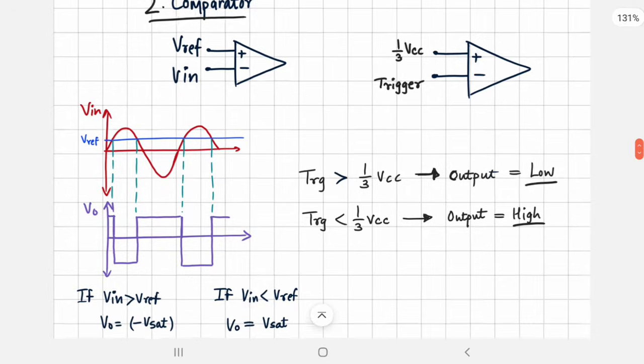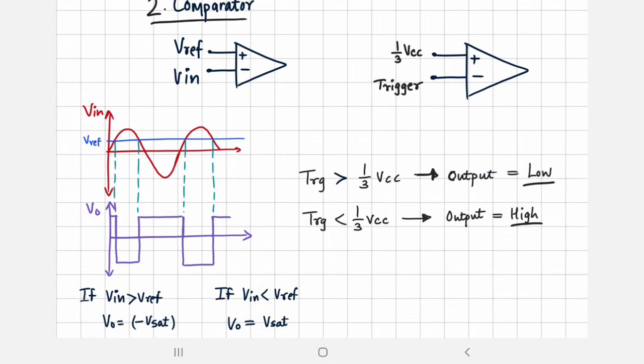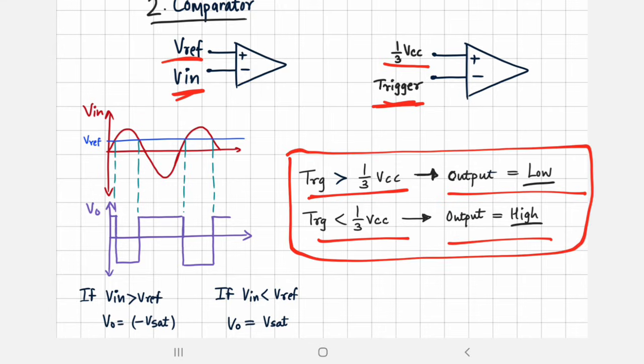Similarly, in our block diagram, there is one inverting comparator and one non-inverting comparator, and the same concept will be applied. You have your trigger input to the inverting terminal; here it was V in, there it is trigger. Now your V reference is 1/3 VCC. So whenever your trigger input is greater than 1/3 VCC, your output will be low. And whenever your trigger input is less than 1/3 VCC, your output will be high.